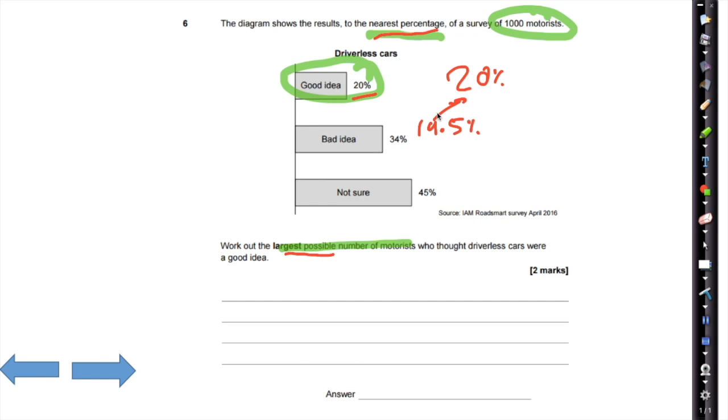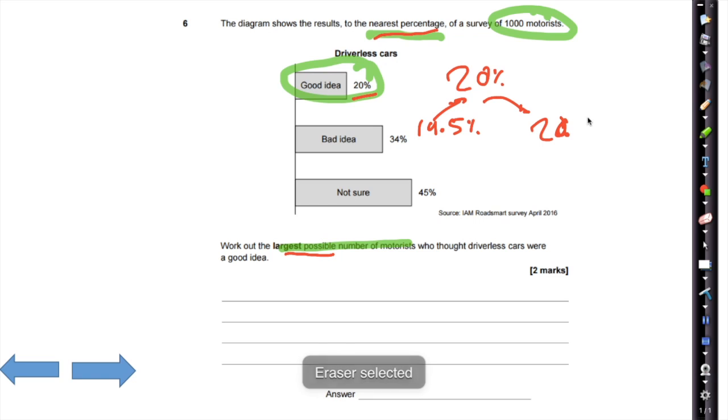Remember, it's the digit after the ones here because we're talking about nearest percentage being a whole percentage. So it's going to be in the tenths column. Is that a 5? Yes, it is. So it rounds up to a 20. On the flip side, what's the largest possible percentage? Well, 20.5%. For the same logic, 20.5% would actually round up to be 21%. So it can't have been 20.5% because that would round up to be 21%.